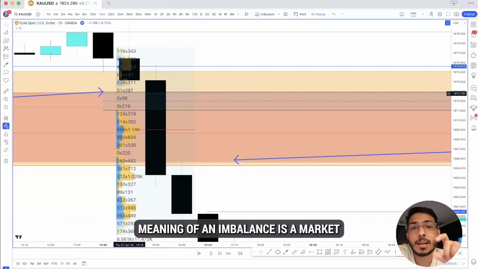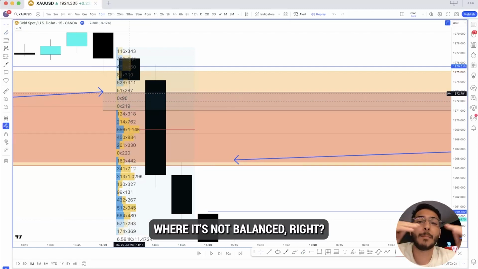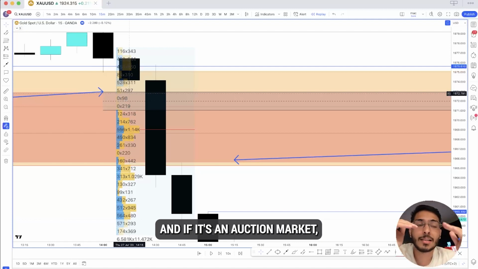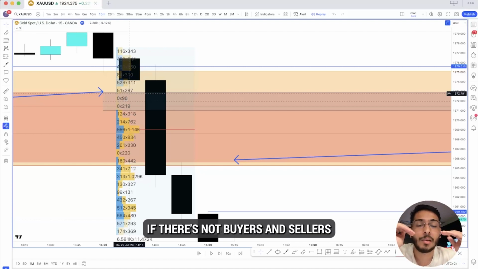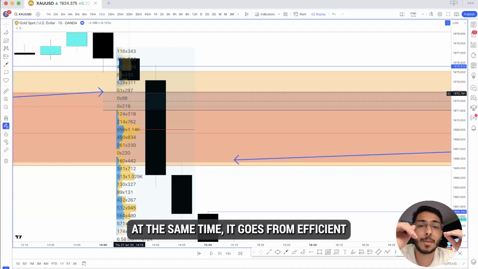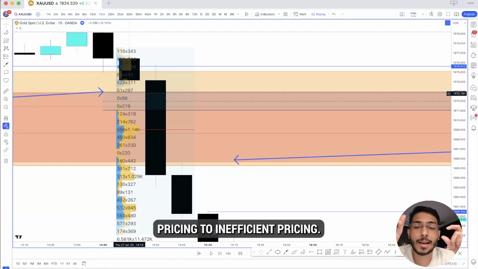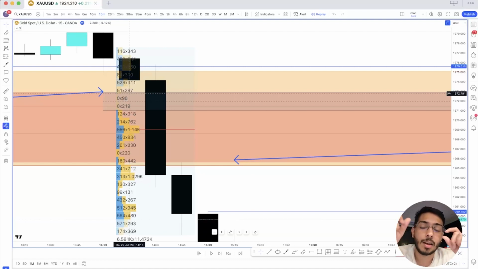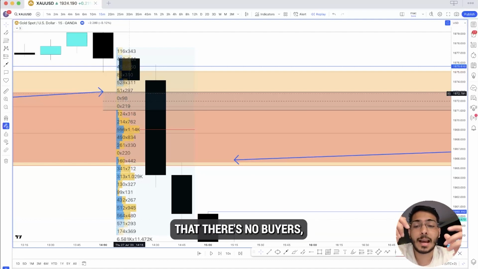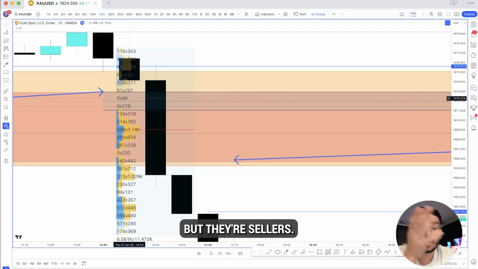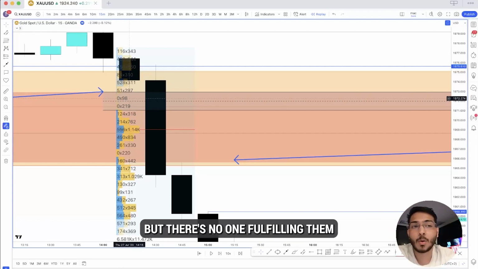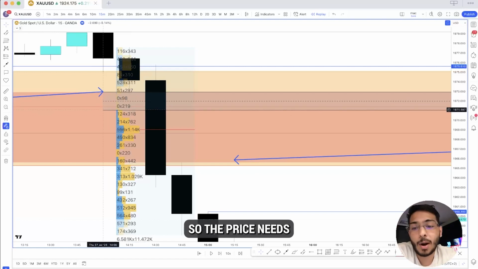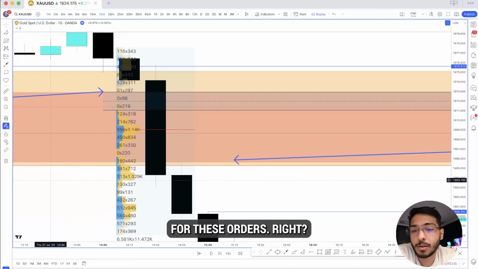The virtual meaning of an imbalance is a market where it's not balanced, right? In FX, it's an auction market. It needs balance. There has to be buyers and sellers at the same time. If there's not buyers and sellers at the same time, it goes from efficient pricing to inefficient pricing. Inefficient pricing just means that there's no buyers, but there's sellers. Sellers are getting their orders fulfilled, but there's no one fulfilling them on the other end. So price needs to come back and account for these orders, right?